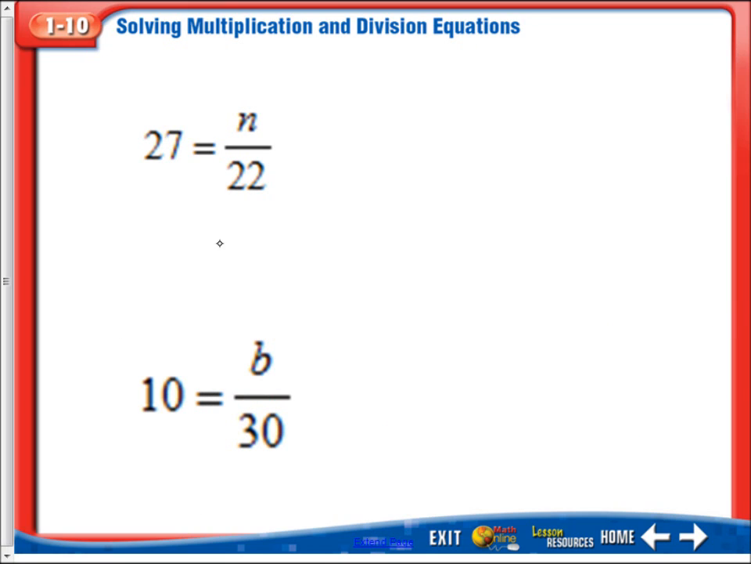All right, let's try a couple of these now. It says n divided by 22. So again, my focus is on the side with the variable. You need to multiply by whatever you're dividing by.